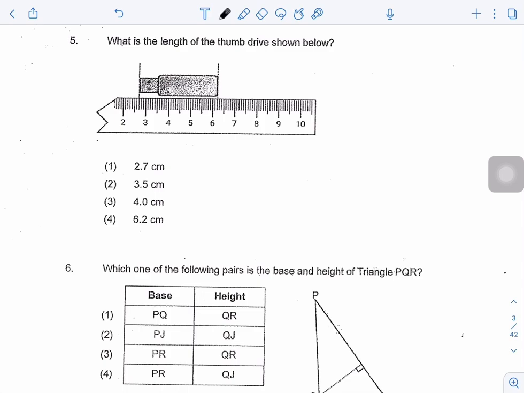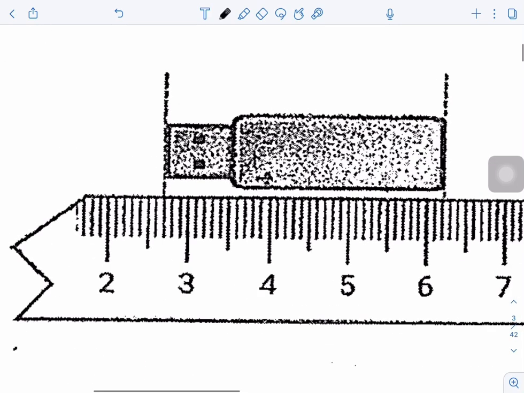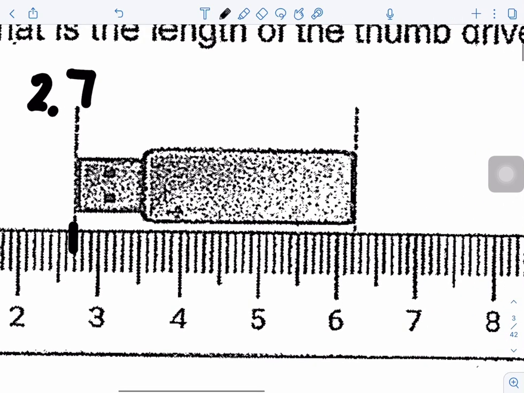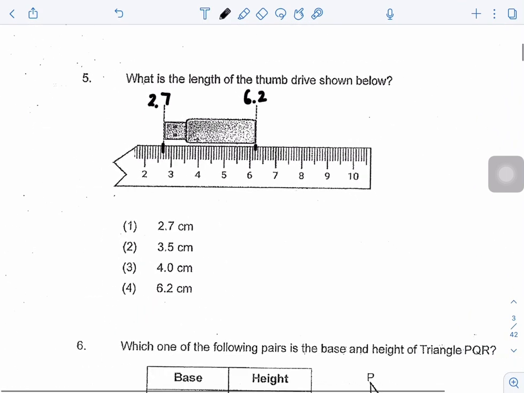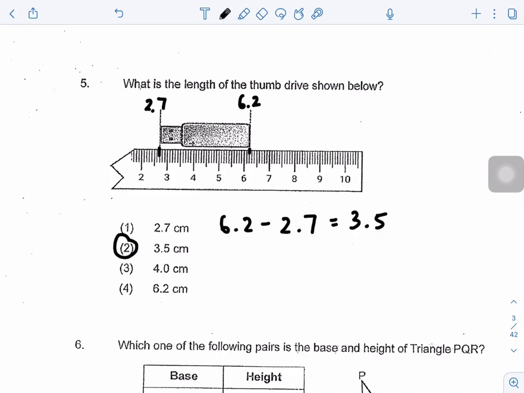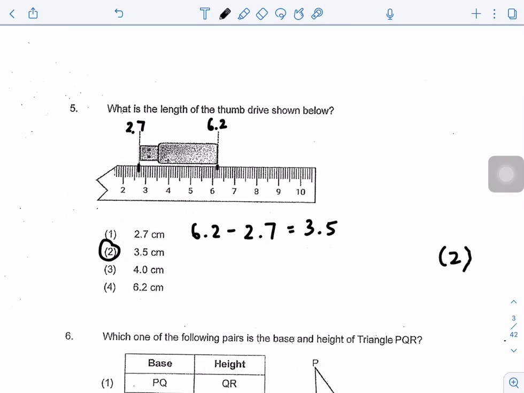Question 5. What is the length of the thumb drive shown below? Okay, look carefully. This number here is 2.7. This number here is 6.2. So you've got 6.2 minus 2.7 equals 3.5. Answer is 2. Option 2.